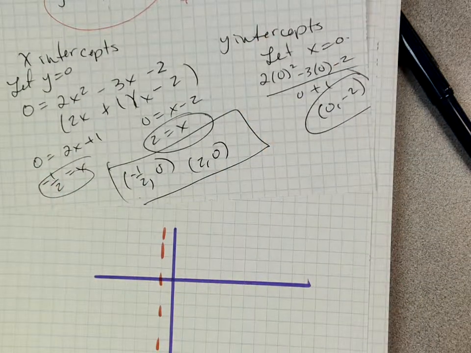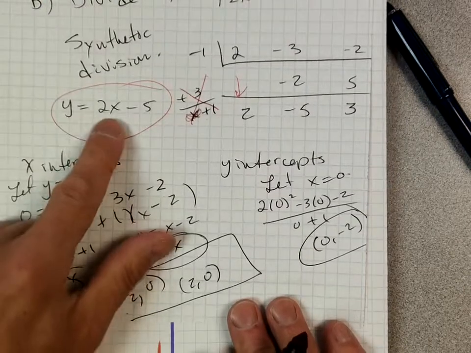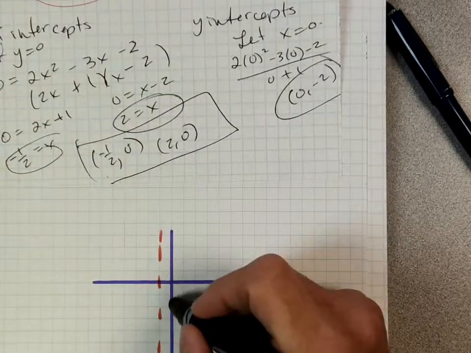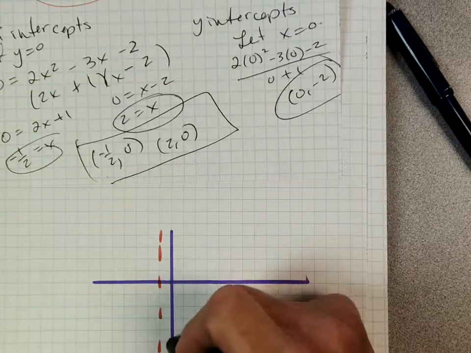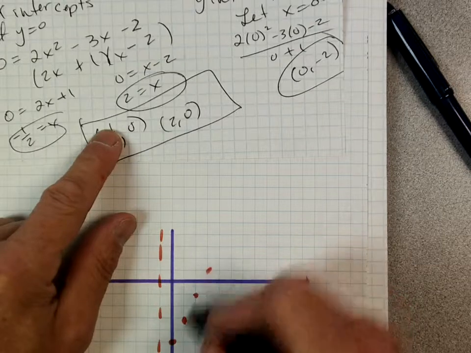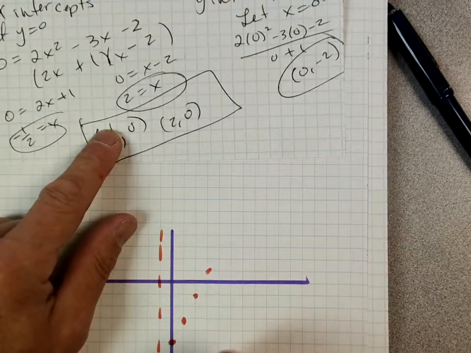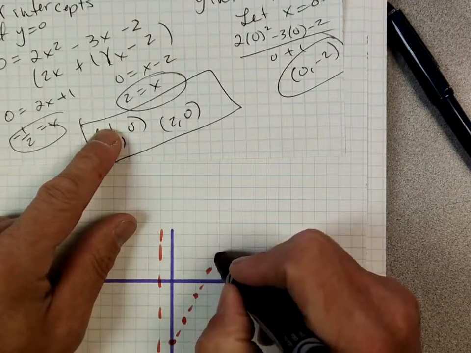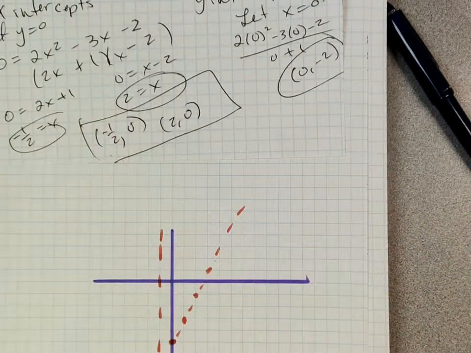Now I'm going to put in my slant asymptote. My slant asymptote is y equals 2x minus 5, right? So we start at -5. 1, 2, 3, 4, 5. We're going to go up 2 over 1. We're just graphing a line up 2 over 1. So these asymptotes are just boundary lines.